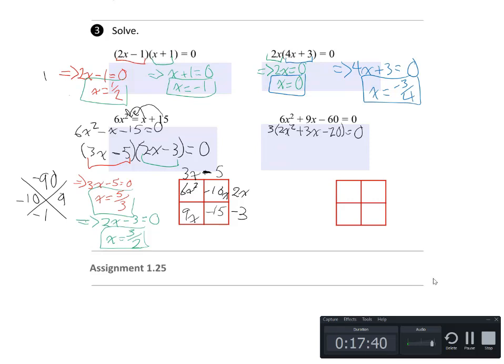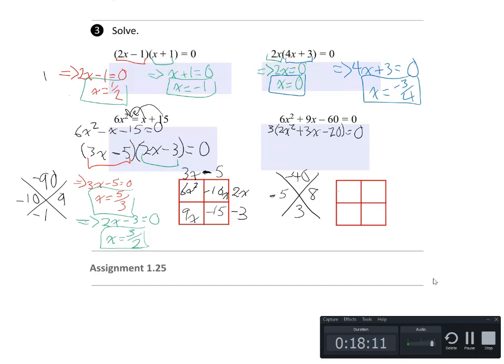I set up my X now, just like I would before, except it's 2 times negative 20, so I get negative 40 up here. And then my b value is 3. What two values multiply to negative 40 and add to positive 3? Well, if it's multiplying and it's negative, that means one's negative, one's positive. So I'll put my negative over here. I would say negative 5 and 8. And that works. Okay, we can now set up our box.